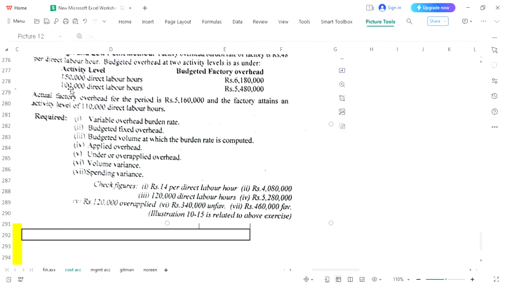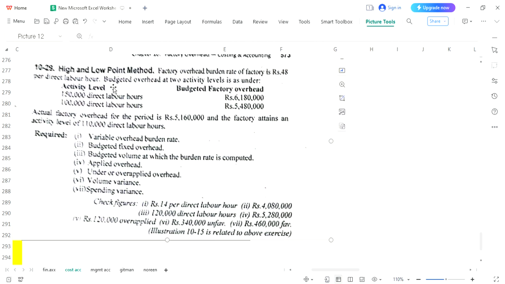Now consider here, first he is talking about his activity level. It's a little blur, but I will help you and you will be having your book. The very important thing is the factory overhead burden rate of the factory is 48 per direct labor hour. What had happened here? The total applied FOH rate, the factory overhead burden rate, is the factory overhead applied rate, which has already been calculated, and it has been mentioned it is 48.